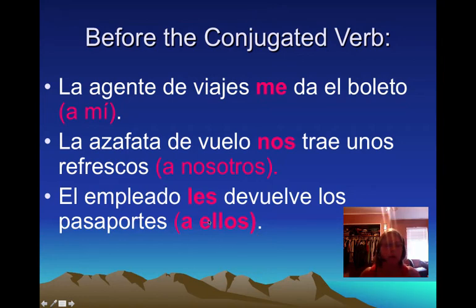Now, when we have le and les for indirect objects, when we're talking about third person singular and plural, you should not only put the pronoun here in front of the verb, but you should also leave the original indirect object in the sentence, just so we know that it's for clarification. Because this could very easily be a ellas, and we wouldn't know because les is gender neutral. So we want to leave this here for the third person singular and plural forms.